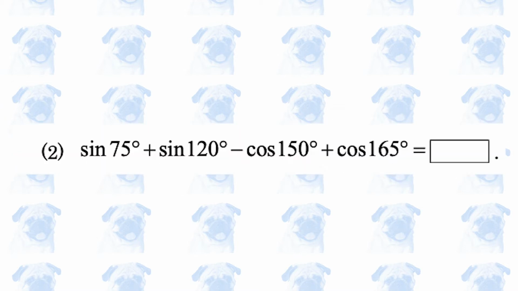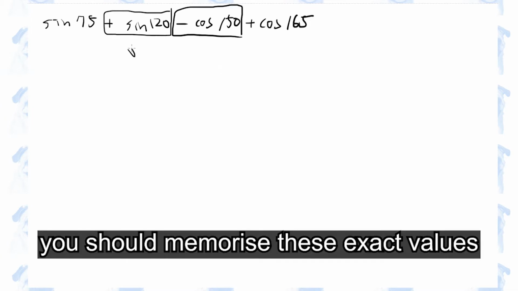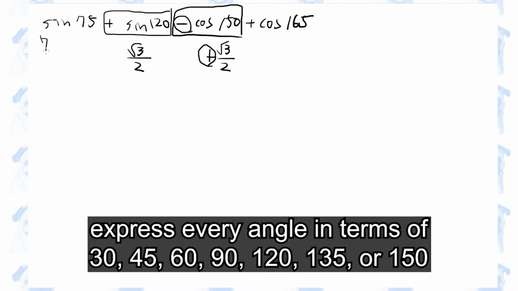Number 2. We have sine 75 degrees plus sine 120 degrees minus cosine 150 degrees plus cosine 165 degrees. Sine 120 degrees is root 3 over 2, and cosine 150 degrees is minus root 3 over 2. And we have a minus sign here, so let's flip the sign.